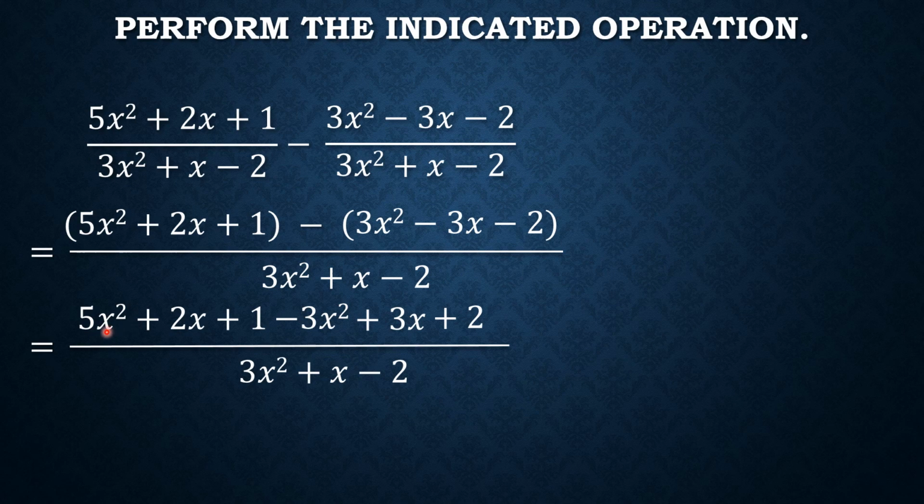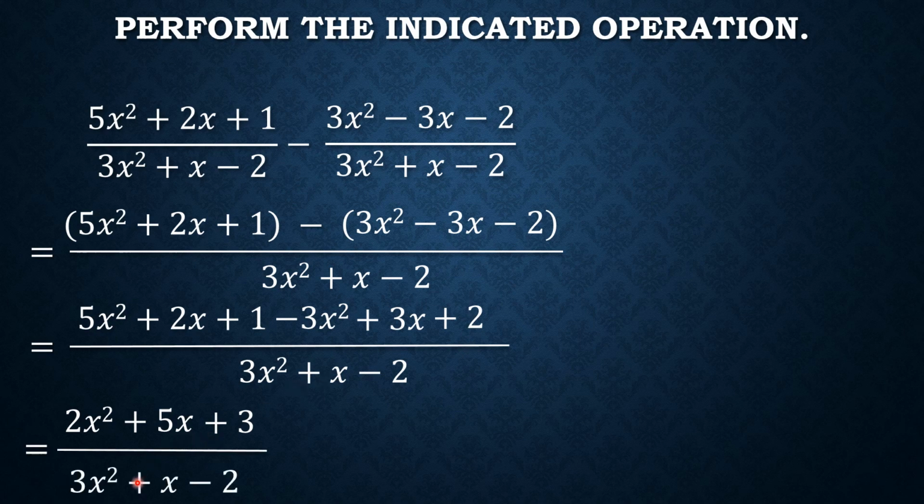So, 5x squared minus 3x squared is 2x squared. 2x plus 3x is equal to 5x. Positive 1 plus positive 2 is positive 3. All over 3x squared plus x minus 2.